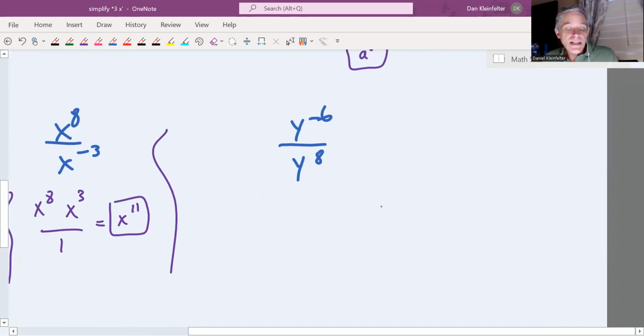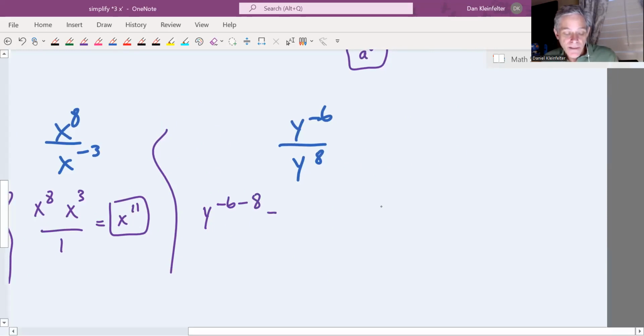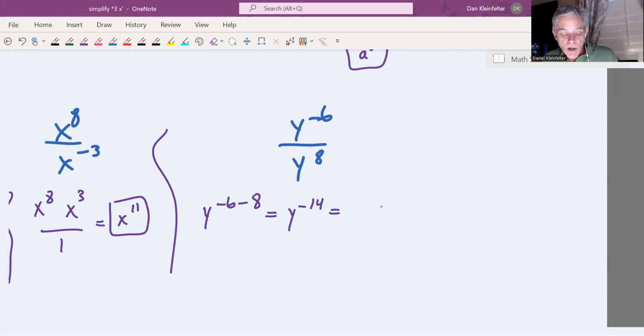Okay, y to the minus 6 power divided by y to the 8th. So we'll have y to the minus 6. We're going to subtract 8 from that. That's y raised to the negative 14 power, or 1 over y to the positive 14. Okay, and that is that.